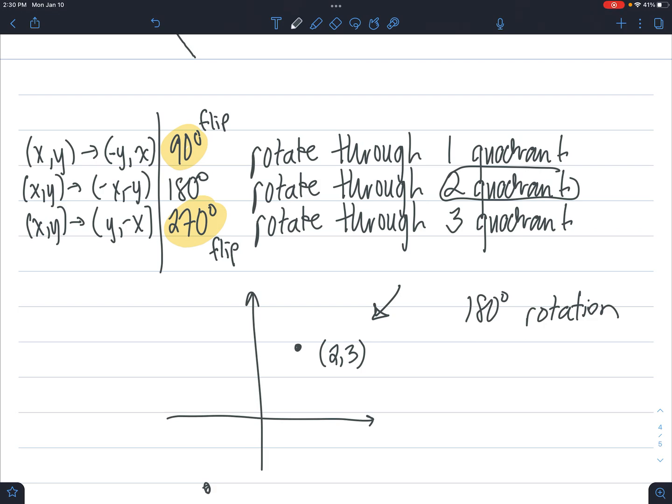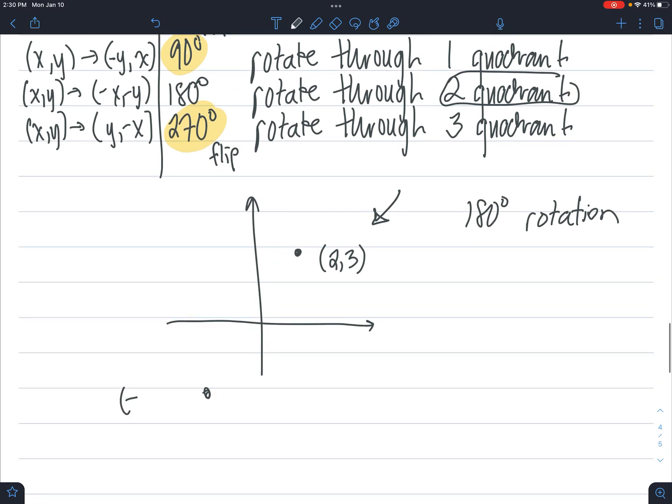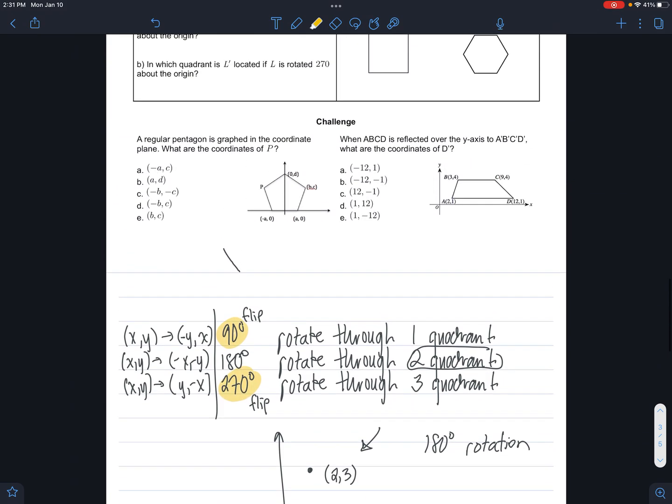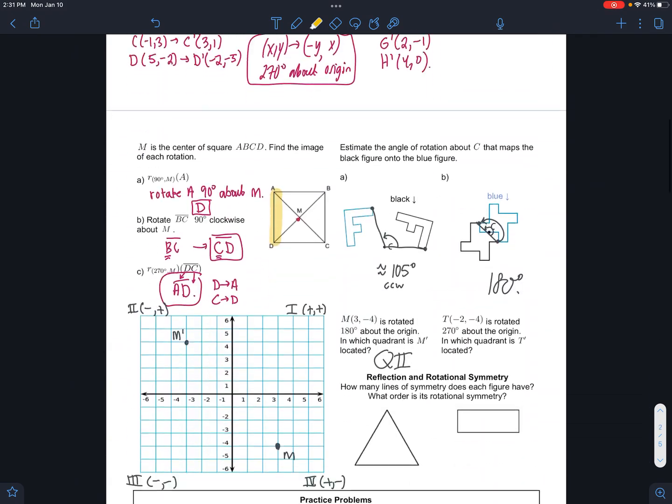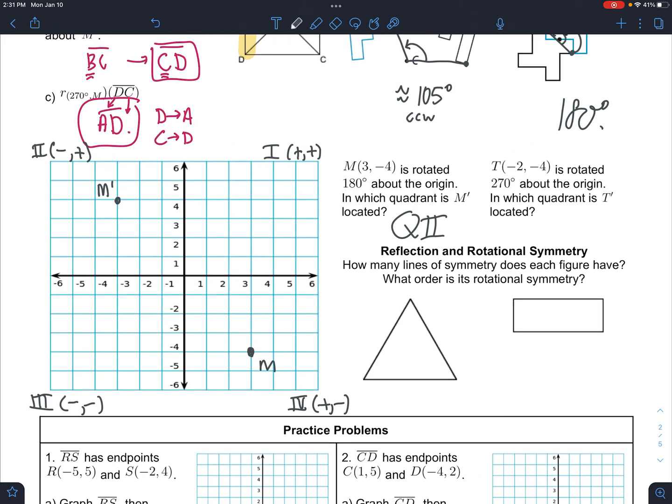Like, for example, here, we know that a 180-degree rotation is going to land me here, and that's a negative negative. So I know that I don't flip the X and Y, and I know that the third quadrant is negative negative, so that has to be the point. Okay, so we talked about this a little in class, of just predicting it based on what quadrant you're in. So maybe I can talk about point T a little bit in that light.